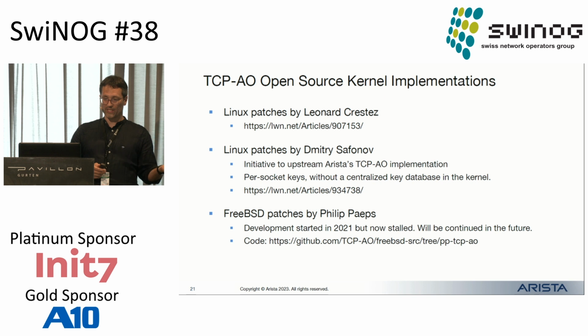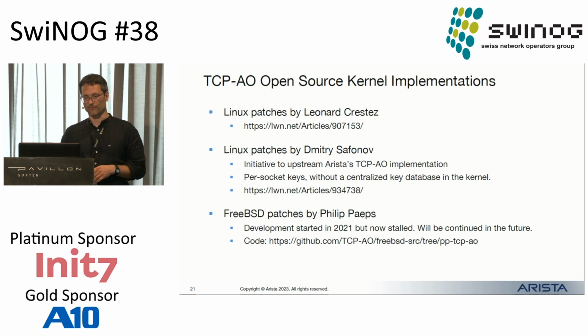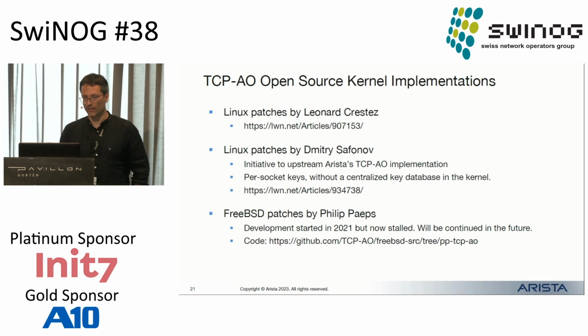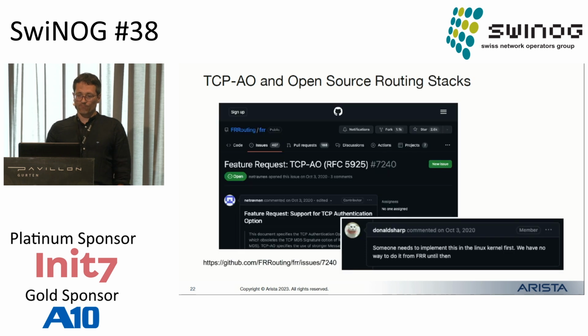And then there is a FreeBSD patch by Philip. He started in 2021, then it stalled, and he told me that he most likely continues in the future with his work of TCP AO implementation for FreeBSD. So the impact of the kernels not supporting it today, at least not out of the box, I mean patches are available, is it's not present in open source routing stacks.